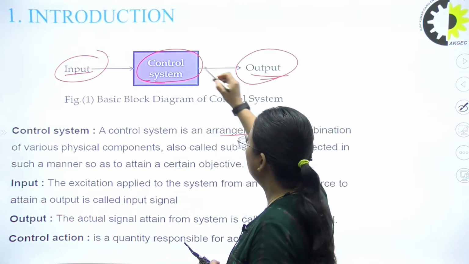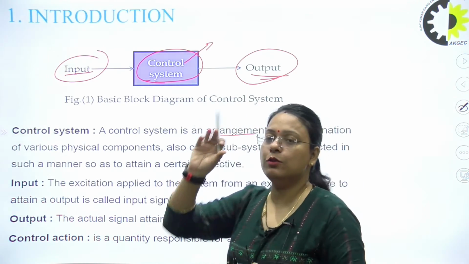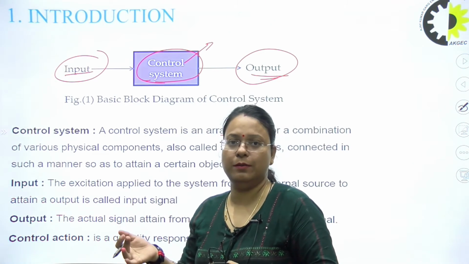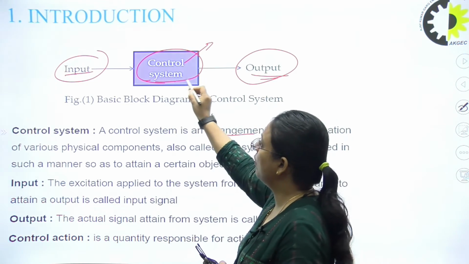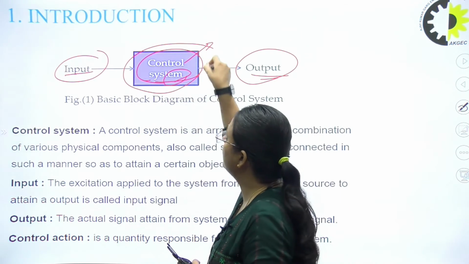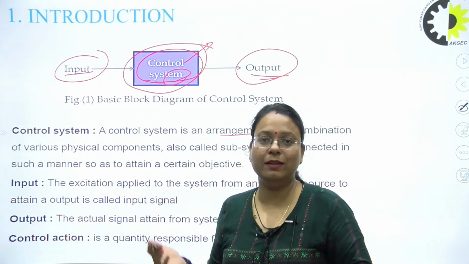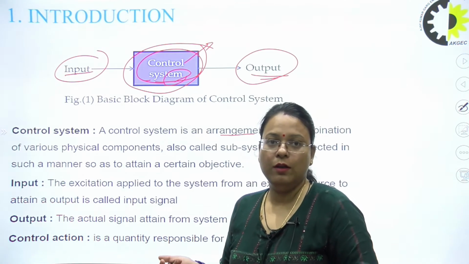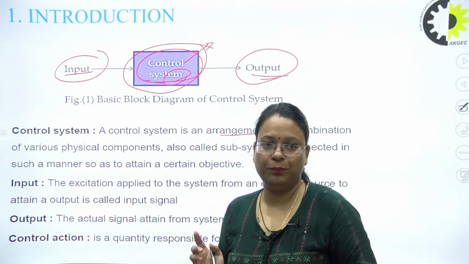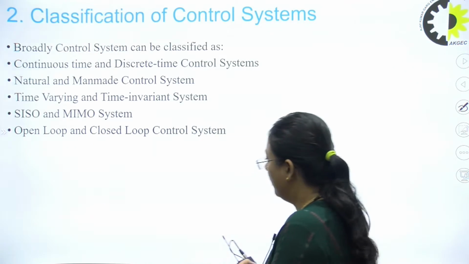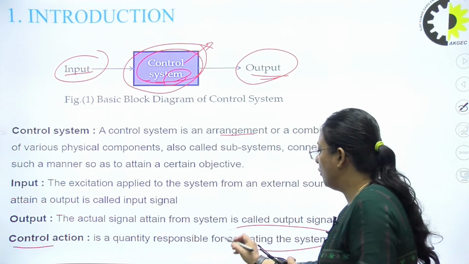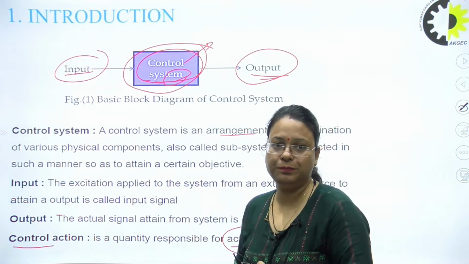And control means to regulate or to direct or to command itself or some other system. And system is the combination of various physical components. So this control system is very important in practical application in day to day life. A simple bread toaster is an example of a control system. And now what is the control action? Control action is actually a quantity which is responsible for activating the system.